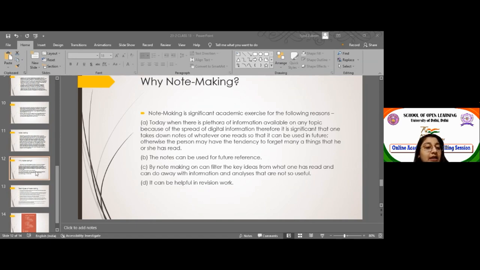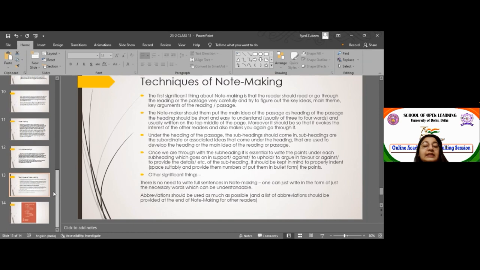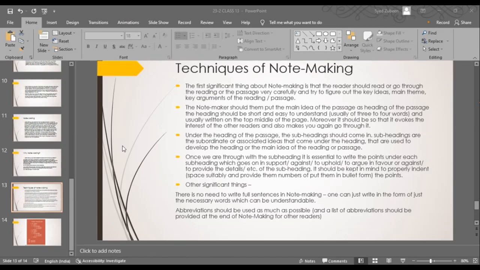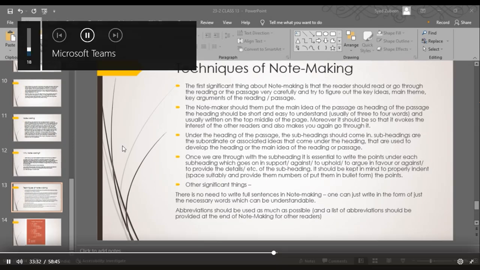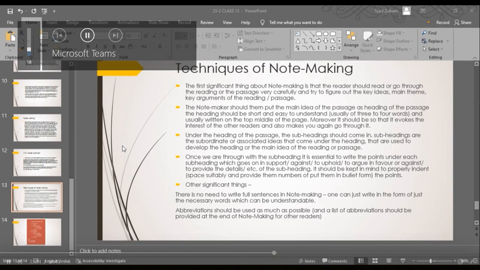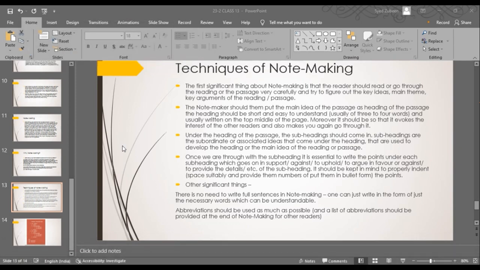Okay. Then we have the techniques of note making, important to us. So the first significant thing about note making is that the reader should go through the reading of the passage very carefully and try to figure out the key ideas, main theme, and key arguments of the passage or the material that you're reading, right? So it's very important that you know very well whatever you're reading, and you should read carefully.